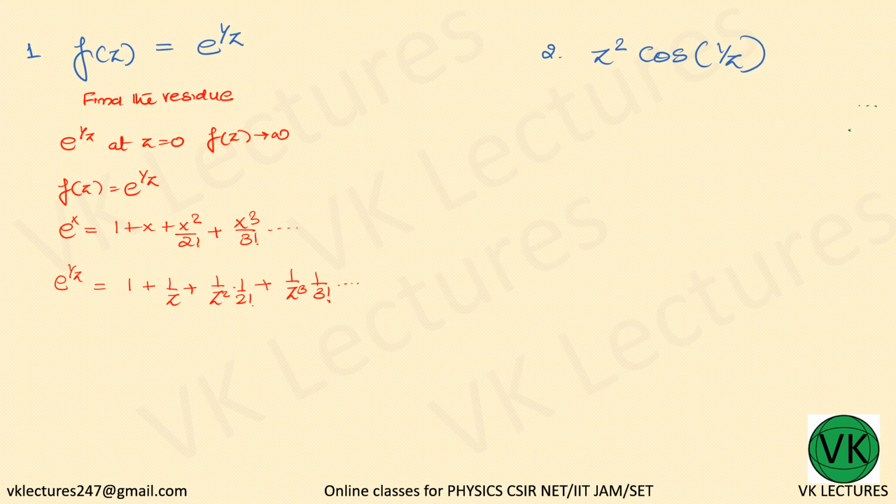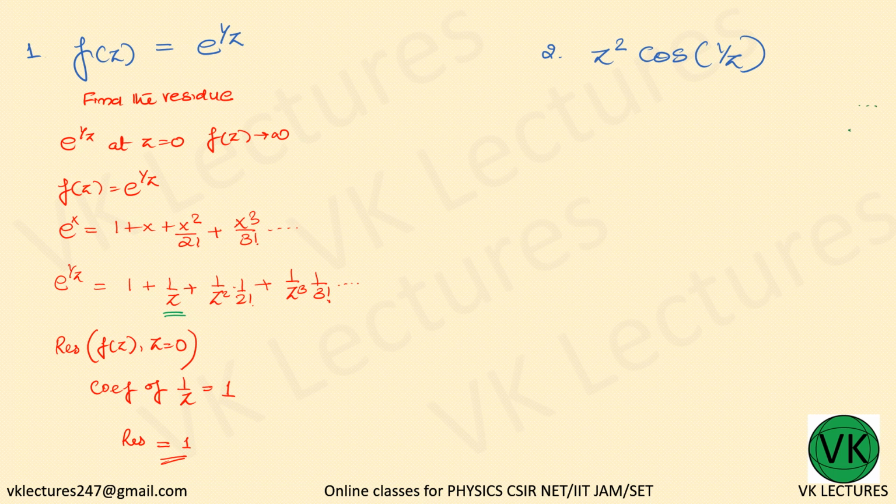Now we need to find the residue of the function f of z at z equal to 0. So that is the coefficient of 1 by z. Here we have 1 by z, so the coefficient of 1 by z is 1. So the residue is 1.